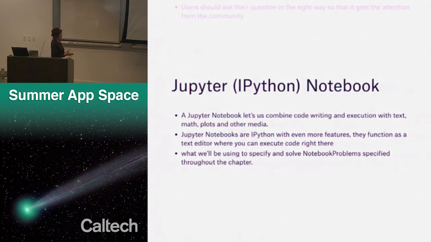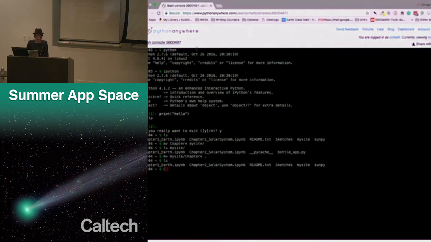So we saw this a little bit already. It's called a Jupyter, or sometimes you'll hear IPython notebook. It's a way to let us combine code writing and execution with text, math, plots, and other media. Jupyter notebooks are kind of like IPython, but they have even more features. They function as a text editor where you can edit and save your code right there. And it's what we're going to be using to specify and solve the notebook problems, which are throughout the chapter and the lab. And so I'll give you guys an example of that as well.